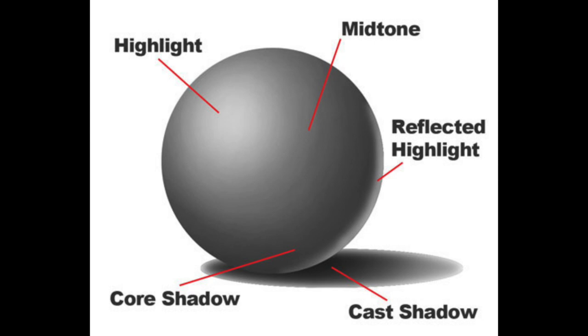So you'll see that the very lightest part is what we call the highlight. That is where the light directly hits the object. And then that highlight is going to fade into what we call a midtone. It's kind of that blending from the light into the dark.